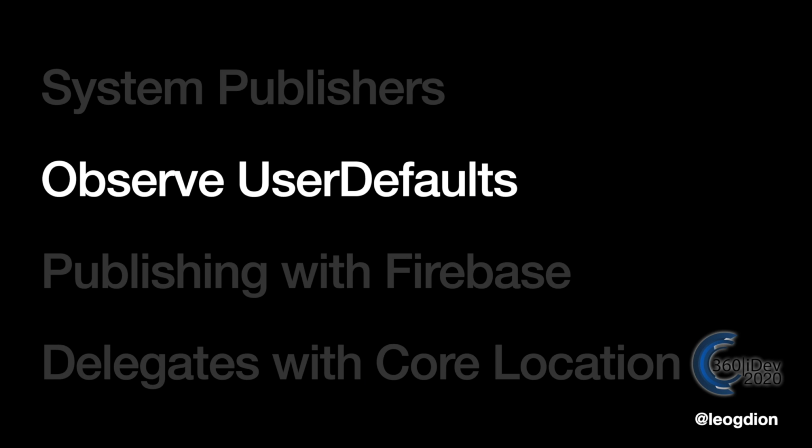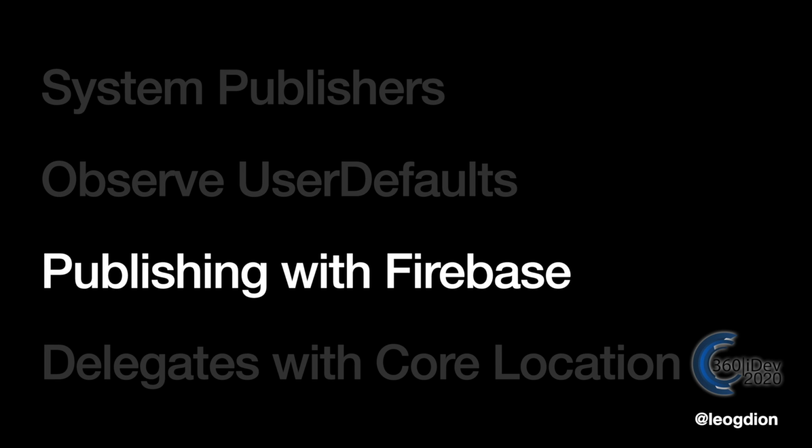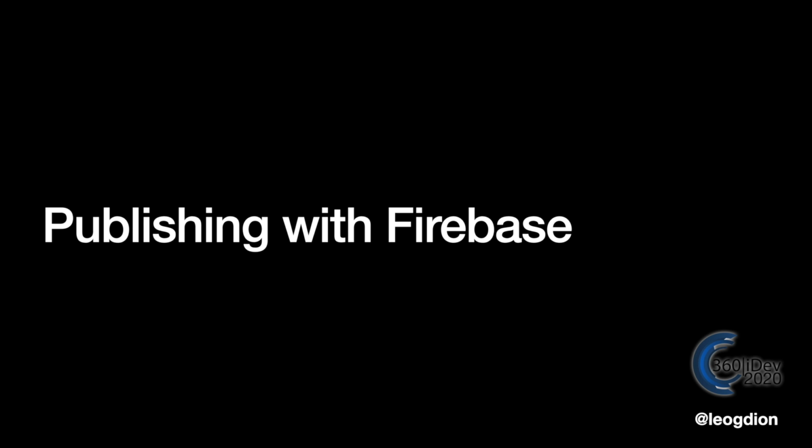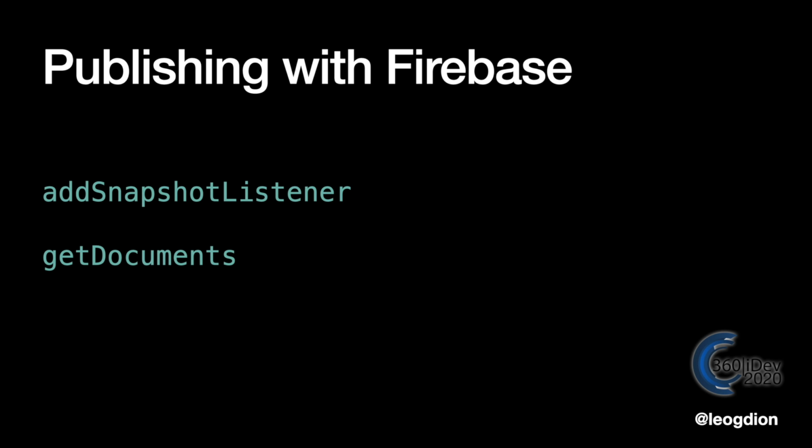So we've talked about a couple of APIs that are built in. Let's talk about a third-party API, in this case, Firebase. How do we deal with changes from Firebase? Well, Firebase gives us a couple of methods to do this. One is add snapshot listener for listening into changes, and the other one is get documents, which is used for just simply getting the data.